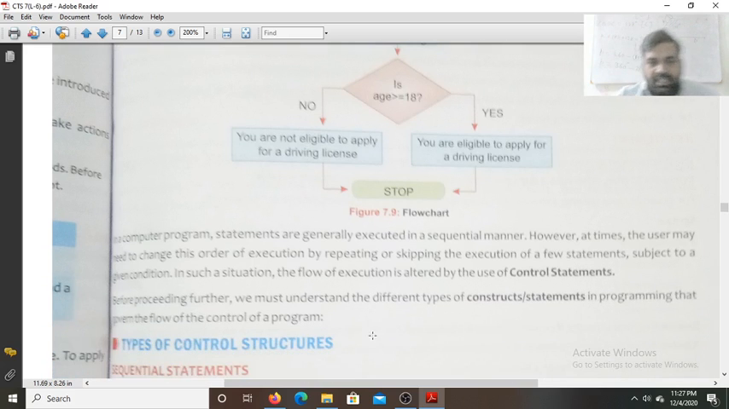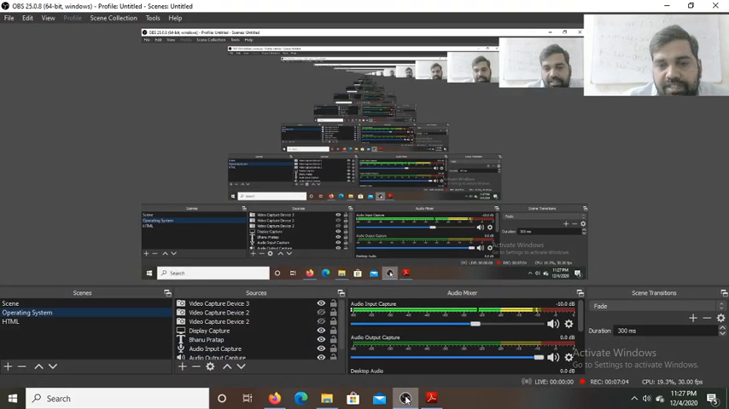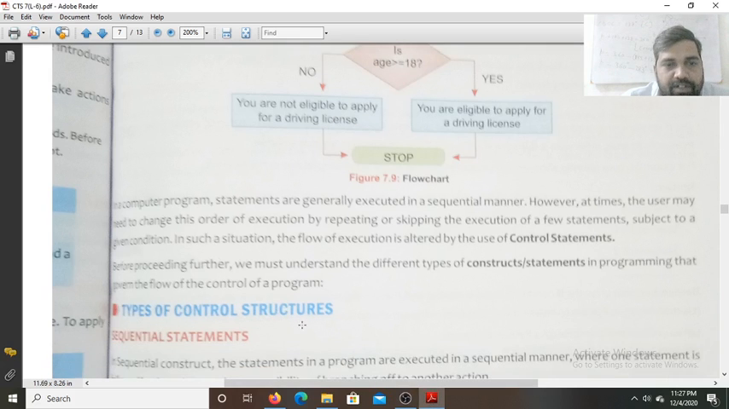So this is all for today, students. In the next class we will study the types of control structures.